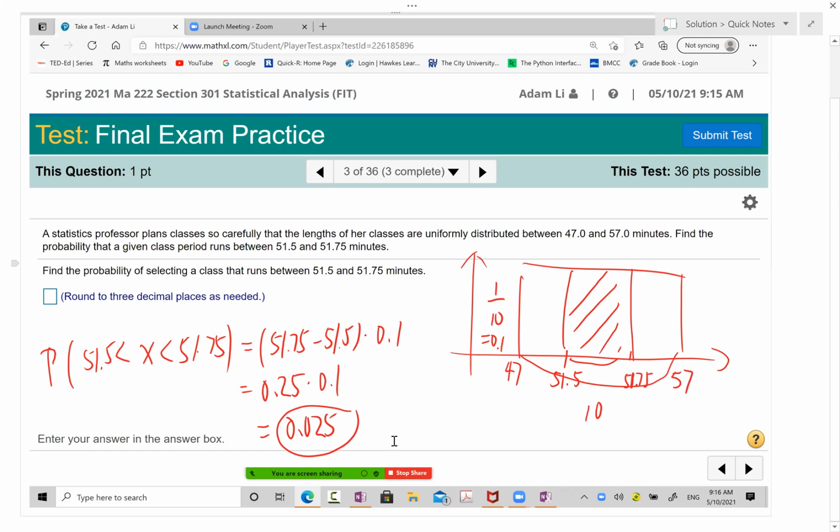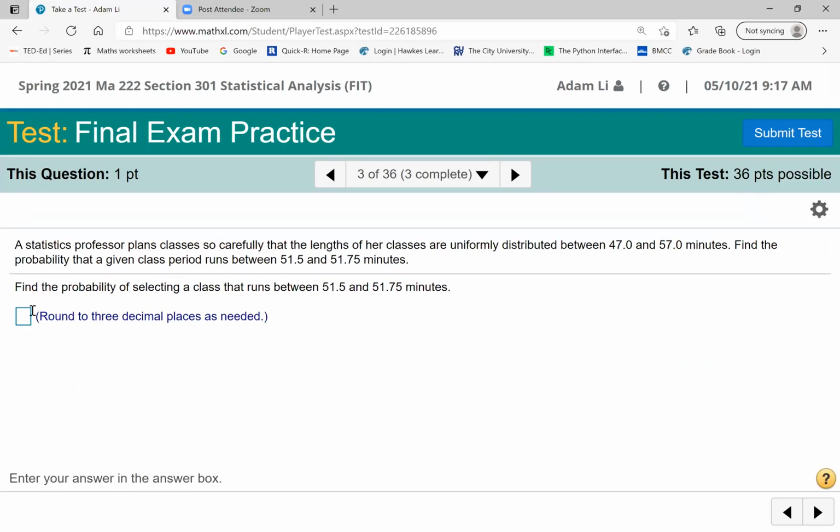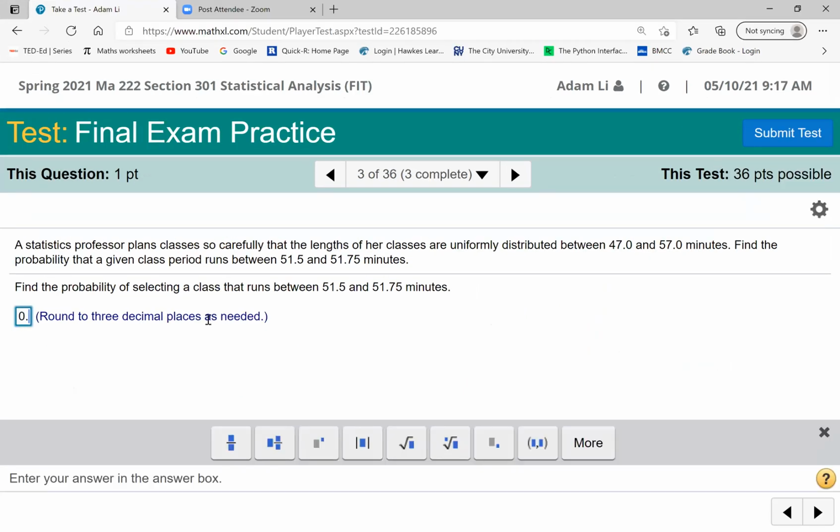So it's very, very similar to the previous one. 0.025. They want 3 decimal places, we'll keep it as is. Okay, so this is question 3. Any questions so far?